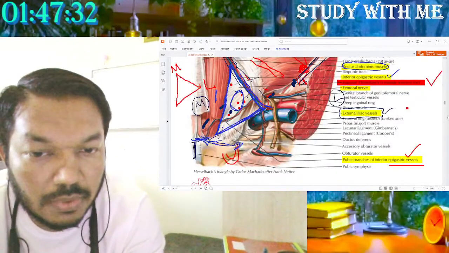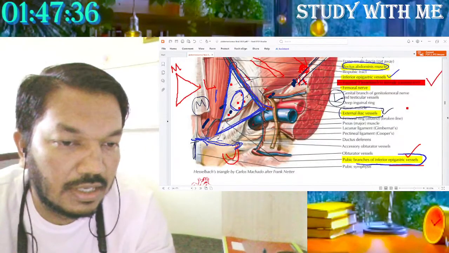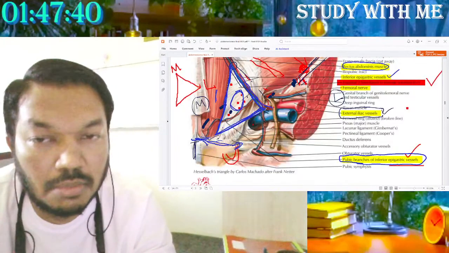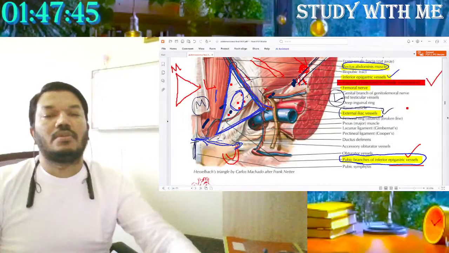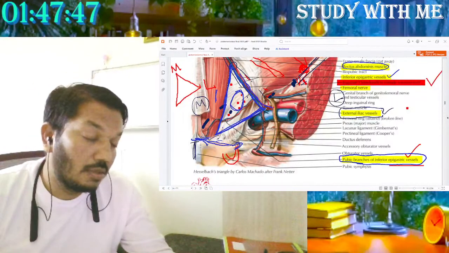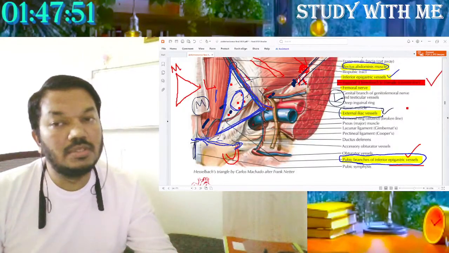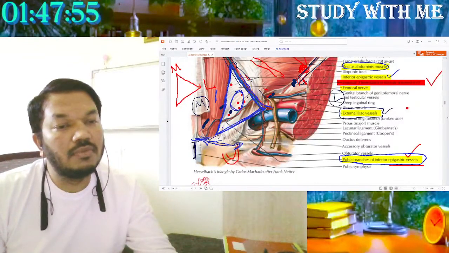And here we have one vessel, pubic branches of the inferior epigastric vessel. We have inferior epigastric vessel, and from the inferior epigastric vessel there are some branches leading to the pubic region. Those are called pubic branches of the inferior epigastric vessel.